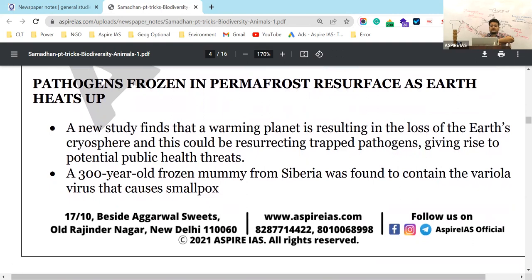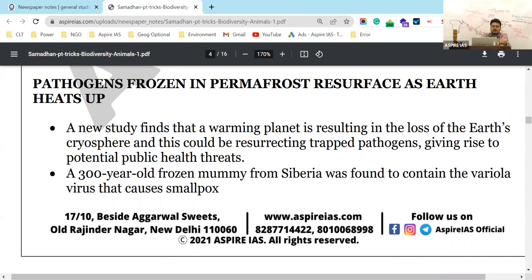Then, pathogen frozen in permafrost resurgent at the herb eat-ups. Hum sabko pata hai, recently in Greenland, oldest DNA. Permafrost is thawing. Thawing matlab they are melting, which can cause the release of methane, carbon dioxide. And now they are also releasing some of the dangerous pathogens, which can provide new types of diseases or be harmful for our flora and fauna. तो उसी के ऊपर है, this is also one of the consequences जो UPSC PT में पूछ सकता है.